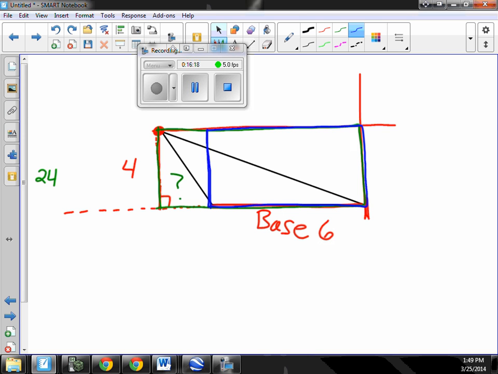Now here's a fun part. How do we know that that triangle is half of the rectangle? Just because won't get you any points on the test. It also doesn't work with my children. They try it all the time.